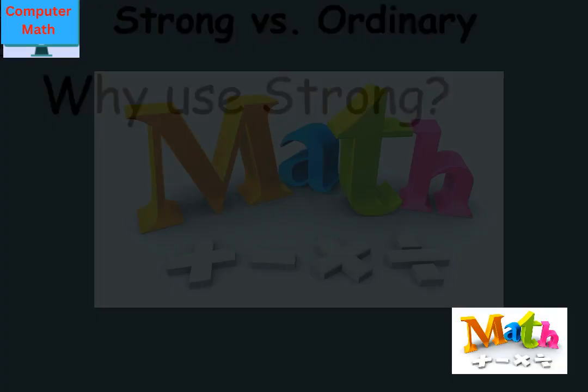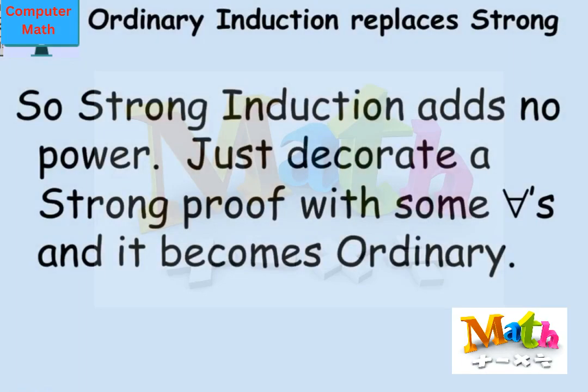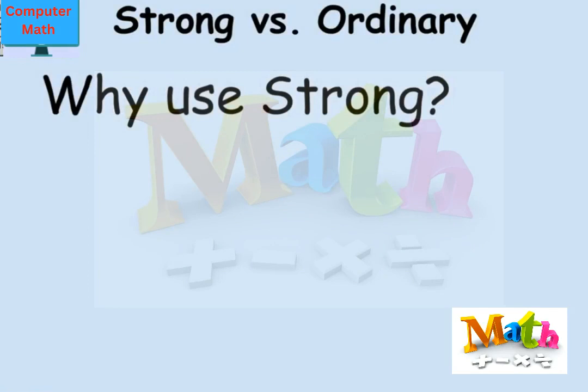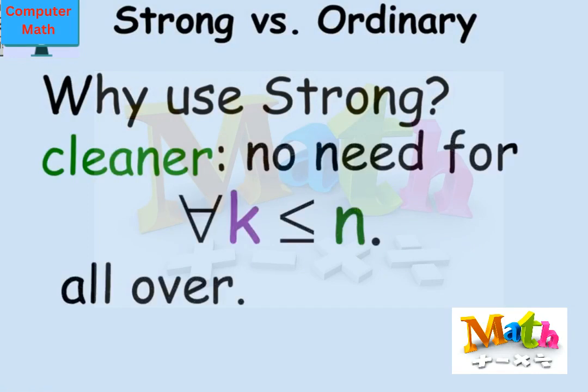So we see that strong induction adds no power beyond ordinary induction. It just lets you omit a bunch of universal quantifiers that would otherwise have to be made explicit if you were going to do it by ordinary induction. Okay. Then why use strong induction? Just precisely because it's cleaner. You don't have to write those for all k less than or equal to n's all over.